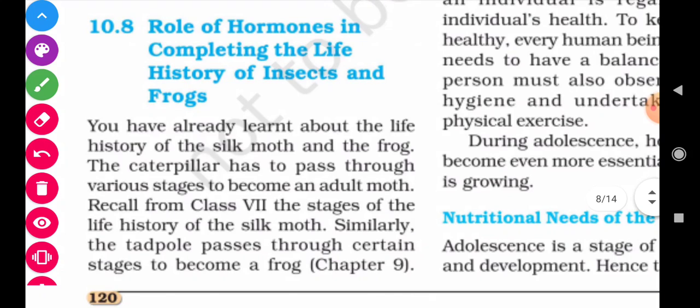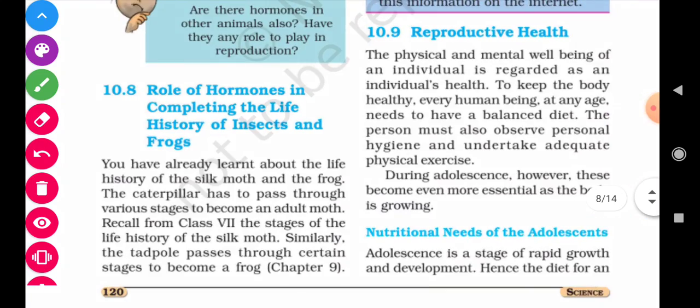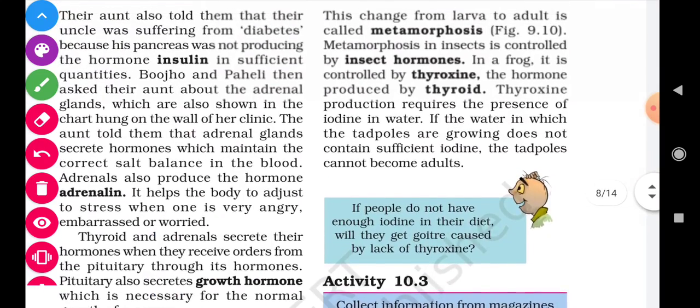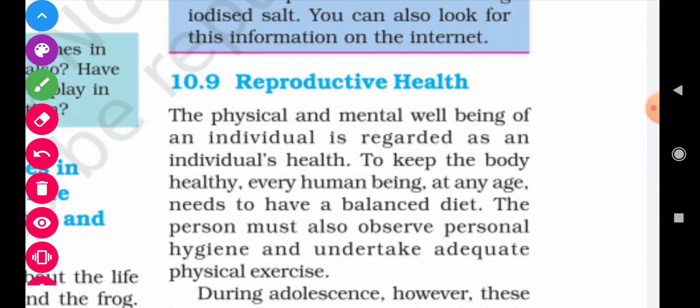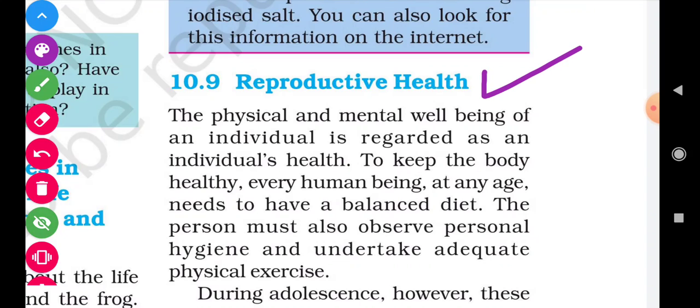Today we are going to start the topic, role of hormones in completing the life history of insects and frogs. I think this topic was already discussed, and this topic is remaining as per my thinking, reproductive health. So let us start this topic without wasting our time.